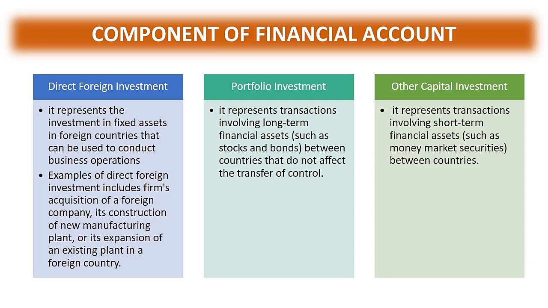When we say direct foreign investment, it represents the investment in fixed assets in foreign countries that can be used to conduct business operations. Examples of direct foreign investment include a firm's acquisition of a foreign company, its construction of a new manufacturing plant, or its expansion of an existing plant in a foreign country. Portfolio investment represents transactions involving long-term financial assets, such as stocks and bonds, between countries that do not affect the transfer of control. Other capital investment represents transactions involving short-term financial assets, such as money market securities, between countries.